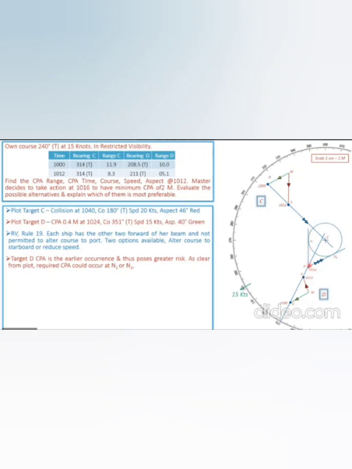You can see the second possibility now, Papa November 2. So if our line of approach from point Papa changes over to Papa November 1, we will have a 2-mile CPA. Or the other option is that if our line of approach changes over to Papa November 2, we will again have a 2-mile CPA.